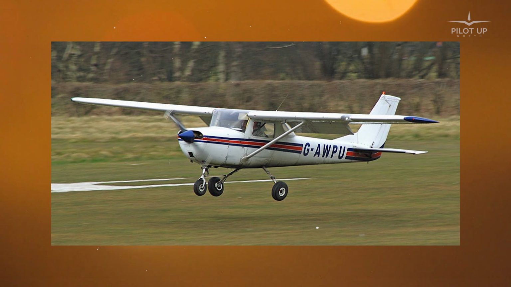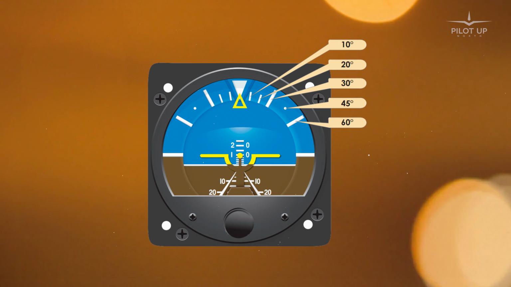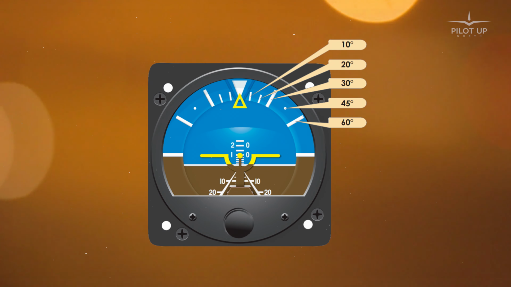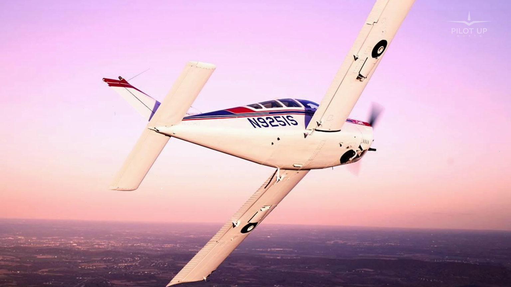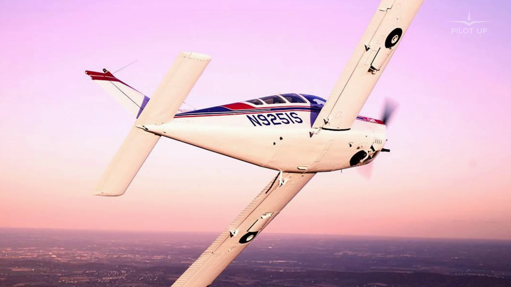To see and to control the bank angle of our aircraft, we'll use the attitude indicator, which has marks of 10, 20, 30, 60, and 90 degrees, and in some cases, we also have the markings for 45 degrees. But before we start making turns, we need to understand the forces that act in a turn.